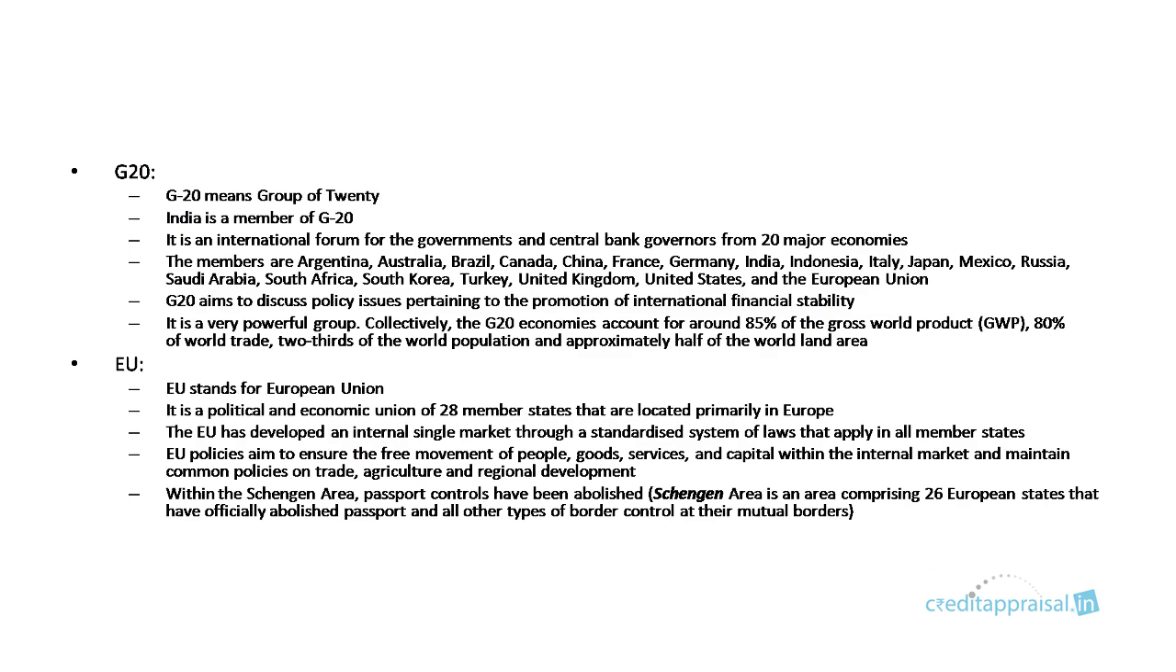Then there is G20. G20 is a very powerful forum. It stands for Group of 20. India is a member of G20. So it's an international forum for governments and central bank governors from 20 major economies. The members are Argentina, Australia, Brazil, Canada, China, France, Germany, India, Indonesia, Italy, Japan, Mexico, Russia, Saudi Arabia, South Africa, South Korea, Turkey, UK, US, European Union. So you can see just by the names, these are very powerful countries.